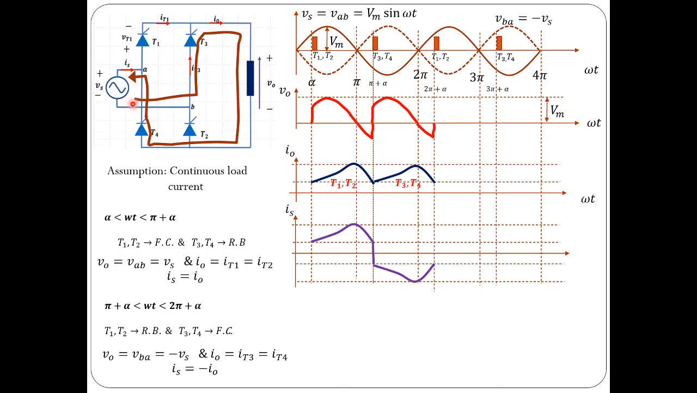But coming to the source current and load current, both are in opposite direction. So during this period, omega t ranging from pi plus alpha to 2 pi plus alpha, the source current IS is the same as minus of the load current. So minus of the load current is shown here. So this is IS. This is the operation of the single phase bridge full converter for 2 pi radians, one complete cycle, alpha to 2 pi plus alpha. The same operation would repeat for the remaining cycles also.